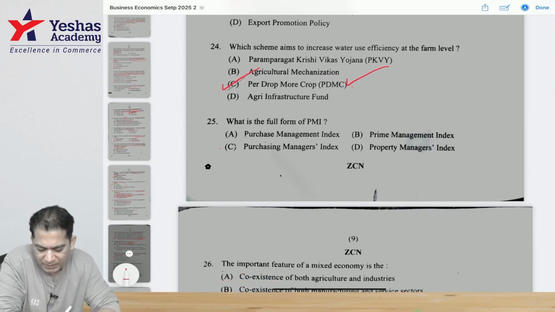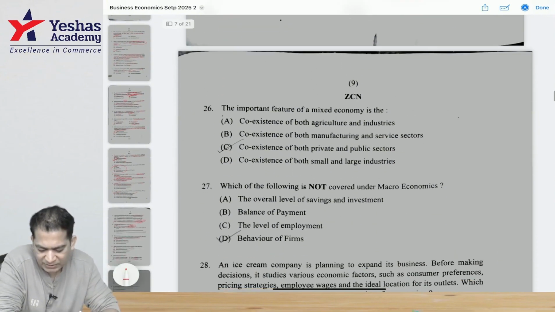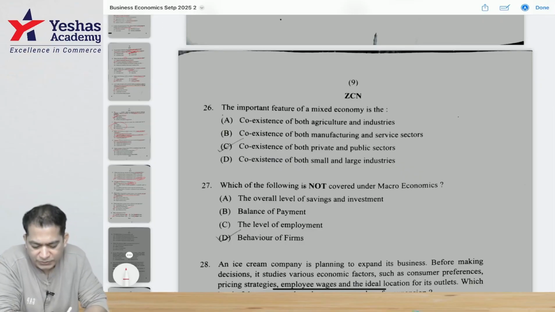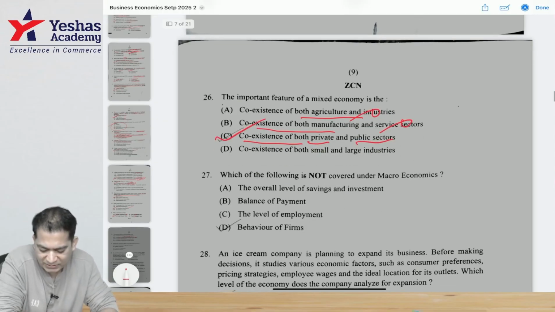What is the full form of PMI? Purchase Management Index, Prime Management Index, Property Managers Index. The answer is Purchasing Managers Index. The important feature of mixed economy: coexistence of both agriculture and industry, coexistence of both manufacturing and service, or coexistence of both private and public sector. C is the answer.